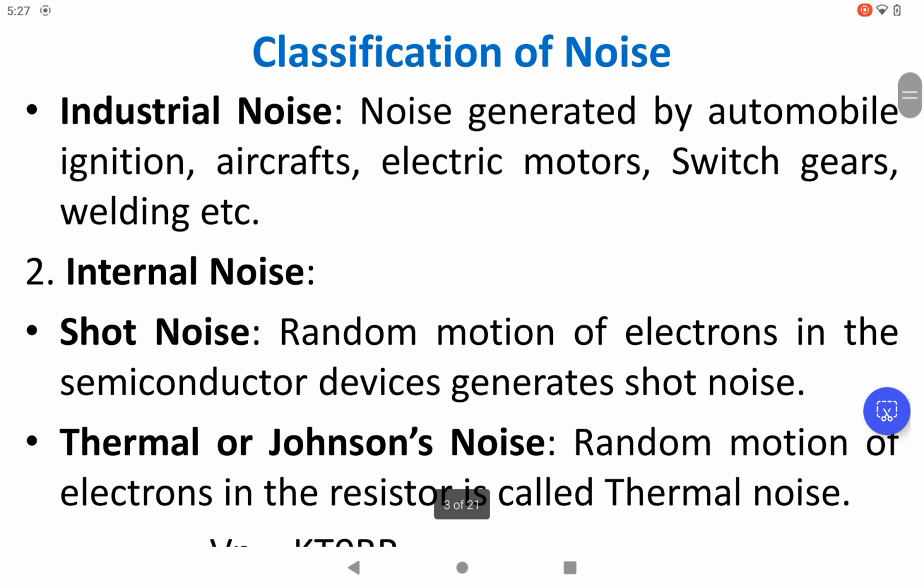Another classification in external noise is industrial noise. It is the noise generated by automobile ignition, aircraft, electric motors, switchgears, welding, etc. Now we'll see the internal noise.